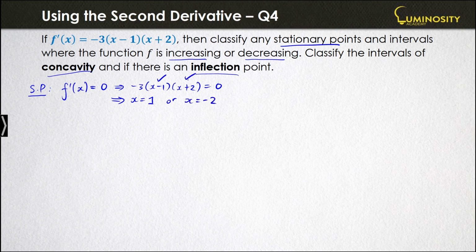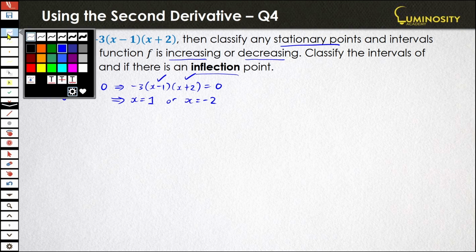So I get x equals 1 for this factor, or x equals negative 2 for this factor. Because we weren't given the original function f, we can't find the y value, so the stationary points have x coordinates at 1 and negative 2. If you expand this out, we'll get a quadratic function. So if the derivative is a quadratic, then most likely the original function is a cubic, one degree up.